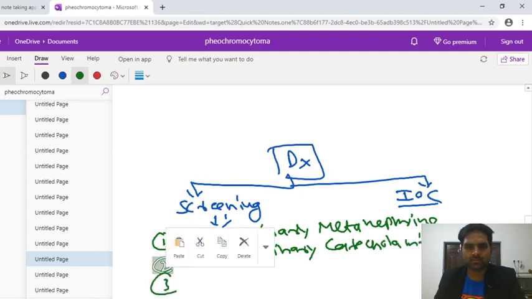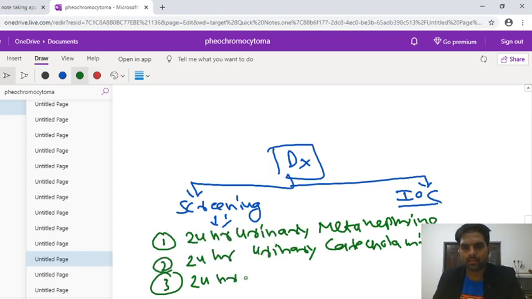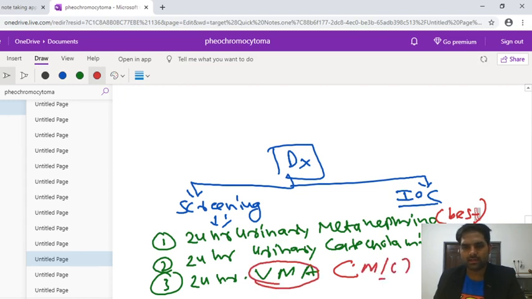And the third screening method we have is the 24-hour vanillylmandelic acid. Okay, now among these three, the first one, the 24-hour urinary metanephrine, is the best screening method. But the most common method among these three which will be asked in the exam will be vanillylmandelic acid. It is the most commonly asked in the exam. Okay, so the level of vanillylmandelic acid is increased in the urine.